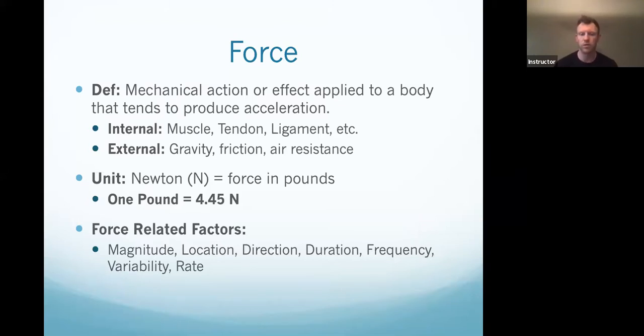Some force related factors: magnitude, location, direction, duration, frequency, variability, and rate. Again, things to look at, and your book goes into them a little bit more in detail. But just be aware, force is the name of the game. And we're going to look at how we overcome that force, and the different ways our bodies do that.